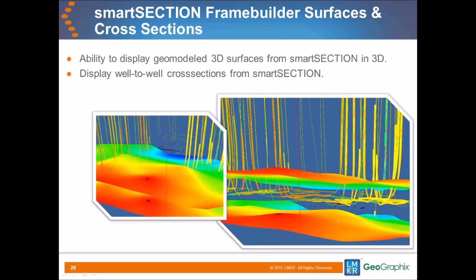GeoModel 3D surfaces from Smartsection. This is the Smartsection geomodeling engine. These are the surfaces generated by the engine that I was talking about previously. Those are visible directly in the 3D scene. When you add a pick, or move a pick, a top in the model, the surface is updated immediately in the 3D scene. Not only is that surface updated, but all conformable surfaces are updated also.